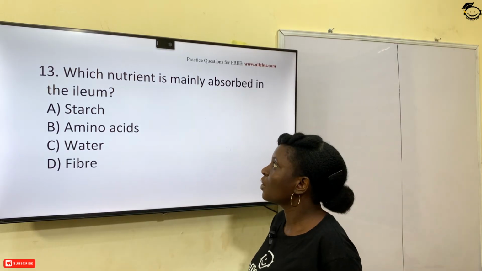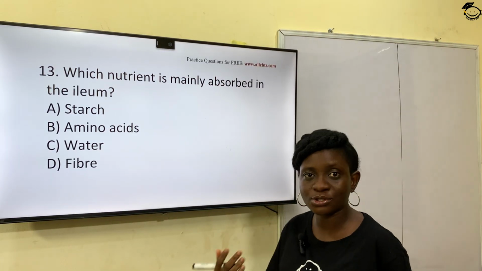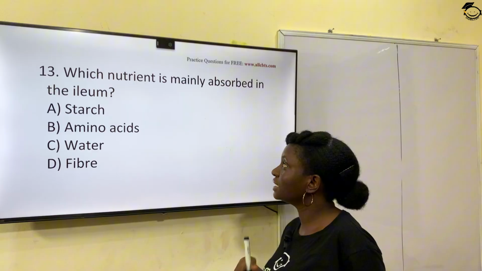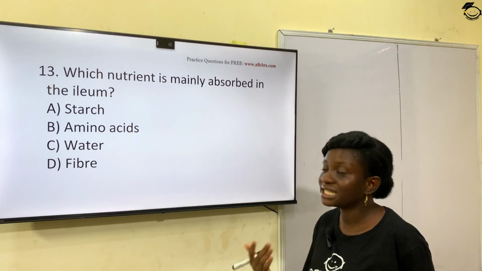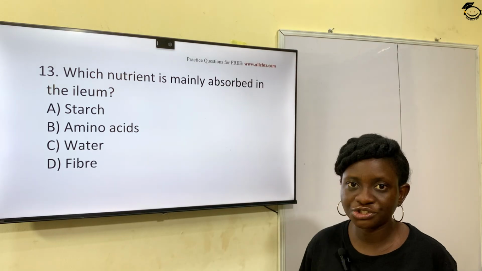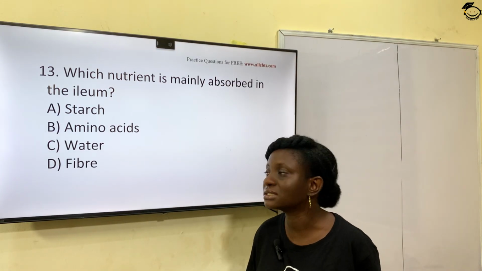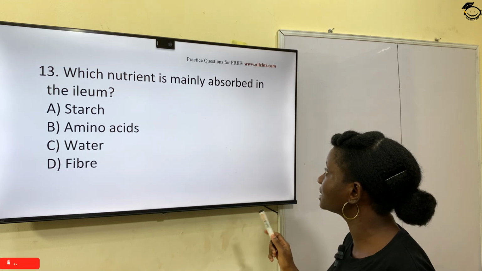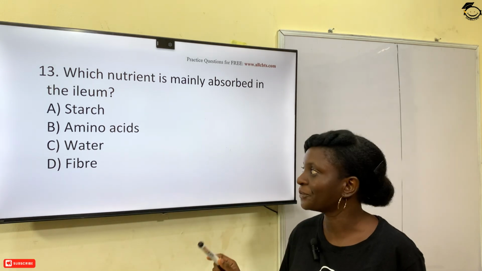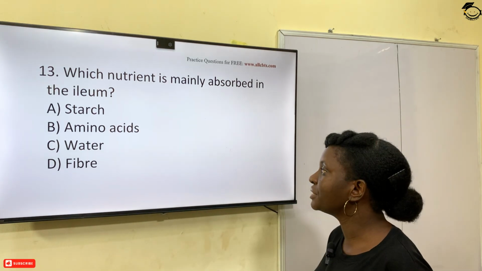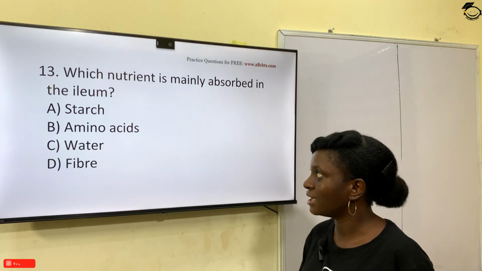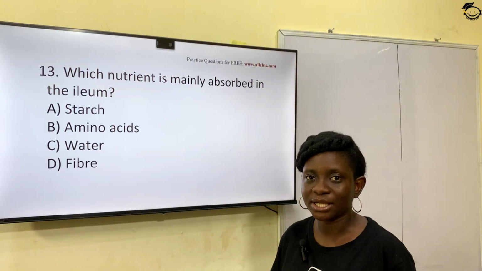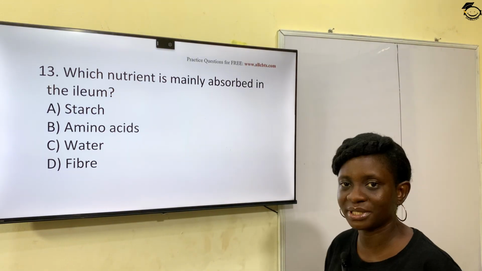Question 13. Which nutrient is mainly absorbed in the ileum? The ileum is part of the small intestine, so it mainly absorbs nutrients like amino acids and fatty acids. So which nutrient is mainly absorbed in the ileum? A, starch. B, amino acid. C, water. D, fiber. So the correct answer is amino acid, option B.